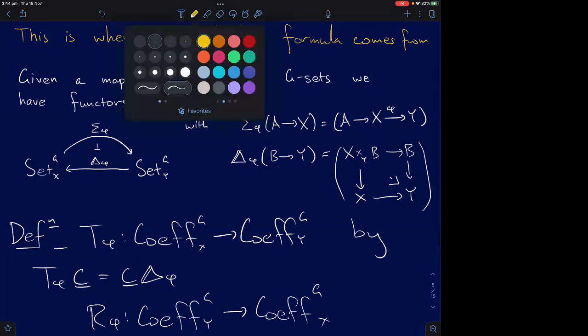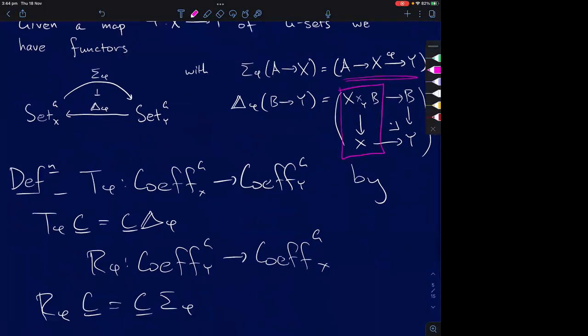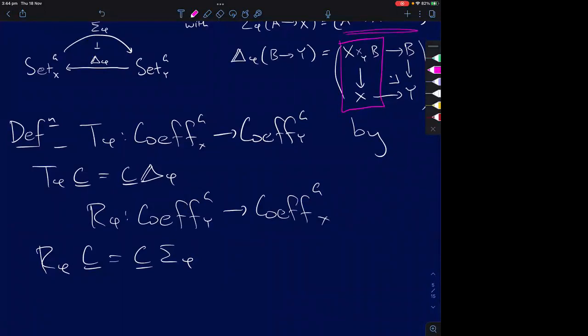All right, now given a map of G sets, we get these functors. One is just post composition, and the other one is pullback. And now we can use these to define functors between coefficient systems over different G sets. So if I have a coefficient system over X, I can use this transfer functor to get a coefficient system over Y. And if I have a coefficient system over Y, I can use this restriction functor to get a coefficient system over X.